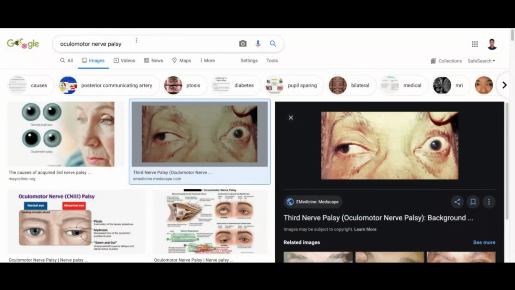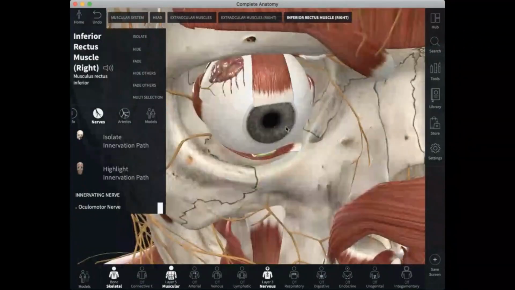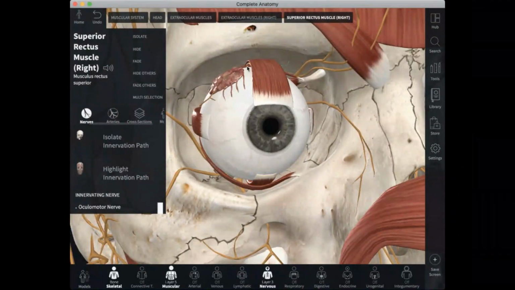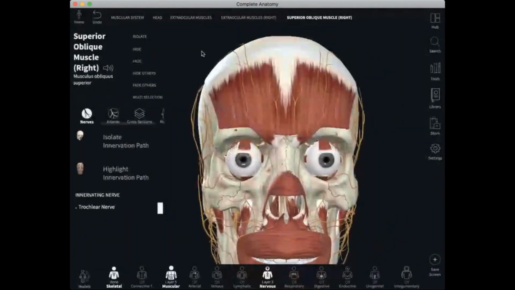We will go to the next nerve. Trochlear is the fourth cranial nerve. I forgot to discuss the trochlear nerve. The trochlear nerve is supplying the superior oblique muscle. What you see here is the superior oblique muscle. If you look at the trochlear nerve, we discussed it already, right? No problem.